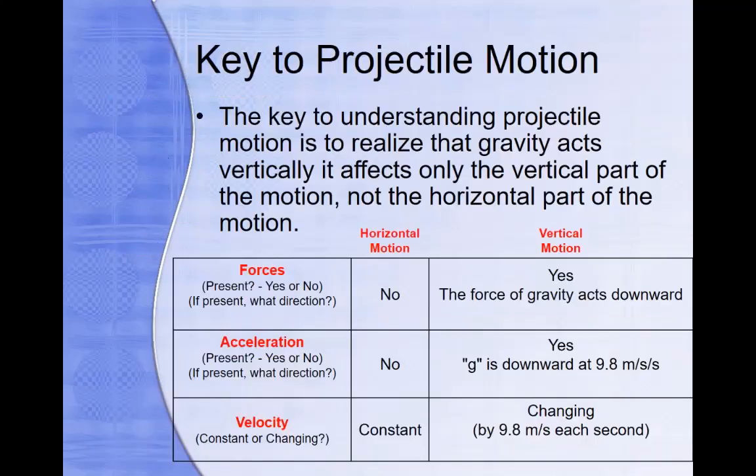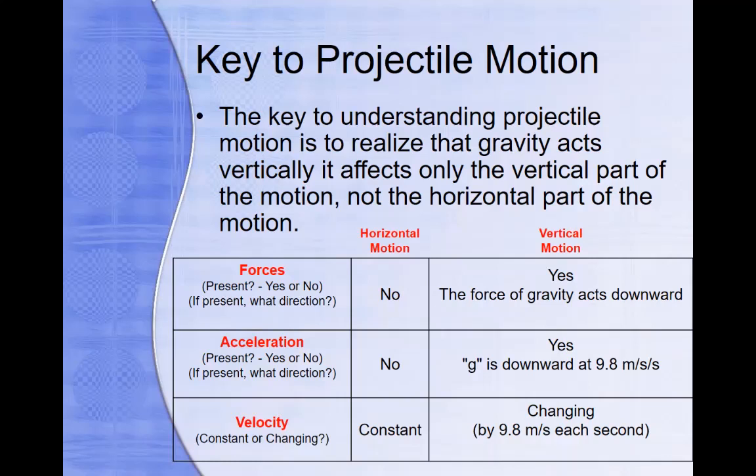So what are our keys to projectile motion? The keys to understanding this break down depending on the vertical or horizontal. In horizontal motion, are there any forces present? Yes or no? And the answer has to be no. Okay, there can't be an acceleration or a force in horizontal motion, which means our velocity is constant. With vertical motion, however, we are under the force of gravity, meaning there is an acceleration of g, which is 9.8 meters per second squared. And so as such, the velocity will be changing by that 9.8 meters per second every single second.